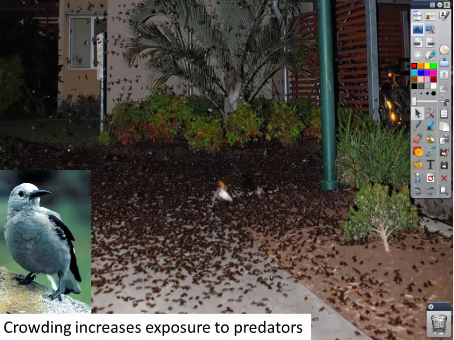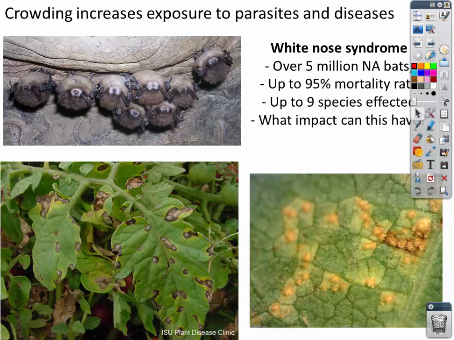Okay, but how is the bird going to realize the bugs are there? In this case, crowding. All right, crowding attracts predators. You can see the little bug here, that one's flying close to the camera. All right, but crowding can also increase exposure to parasites and diseases. Okay, so our case study of a disease that's affecting a population due to crowding is white nose syndrome.